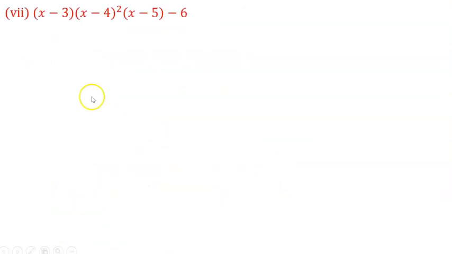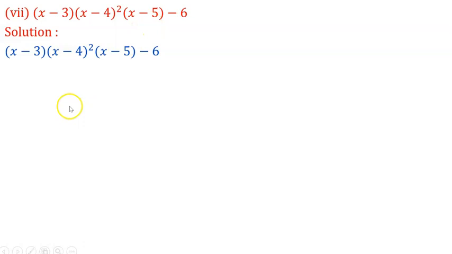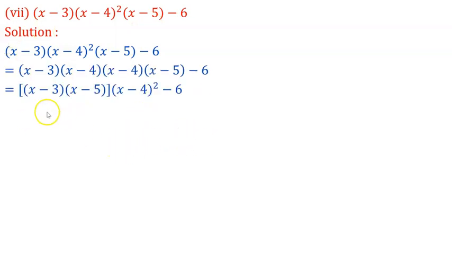Now next, in the first bracket x minus 3 into x minus 4 bracket square into x minus 5 minus 6. Now again here we will select the two brackets such that after their product we will get the common terms. Here x minus 3 into x minus 5, this is the first group of these two brackets, and in the next group we'll take x minus 4 into x minus 4, that means x minus 4 bracket square, and the last term constant is minus 6.